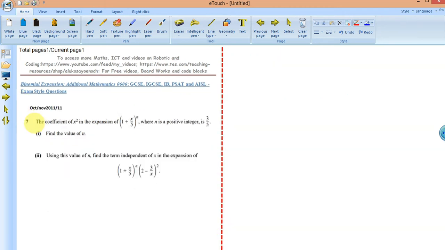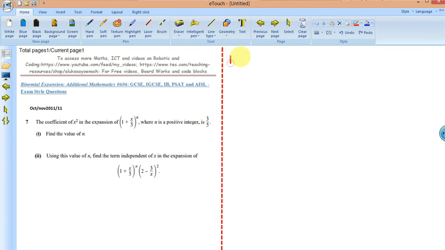Let's look at the next question. The coefficient of x squared in the expansion of (1 plus x over 5) all to the power of n, where n is a positive integer, is 3 over 5. Find the value of n. The second part says, using the value of n, find the term independent of x in the expansion of this. Let's get started with the first question, the coefficient of x squared. We equate the coefficient of x squared to this value here.